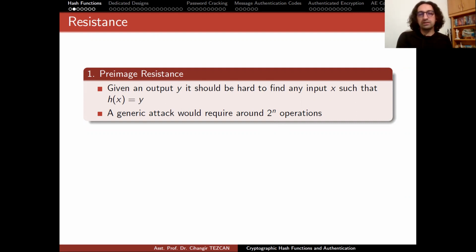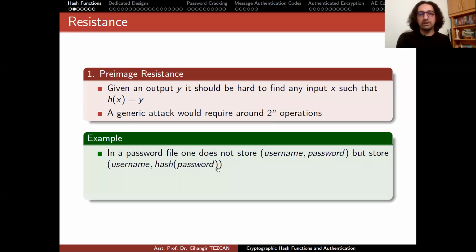So why do we need such a property? Actually, we need this property for a lot of different reasons. Let me give you an example in the case of password storing. In a password file or in a database, one does not store the username and the password of the users directly, because if the file or the database leaks, all of the usernames and passwords also leak. And this is what happened in the 1990s and the beginning of the 2000s.